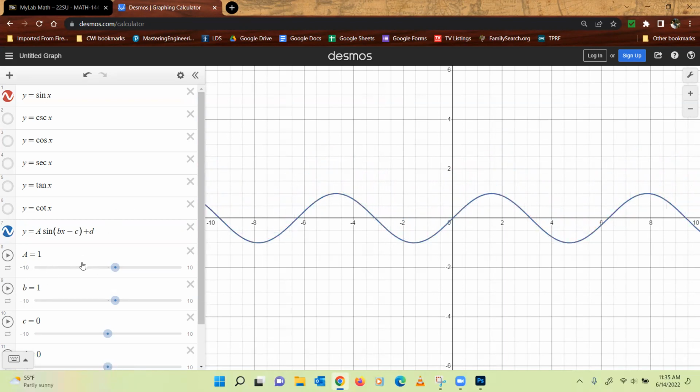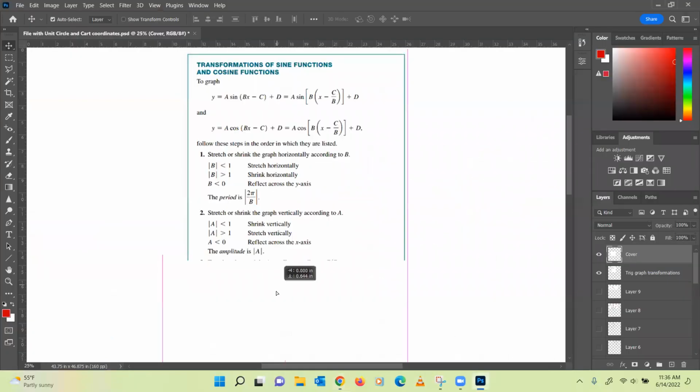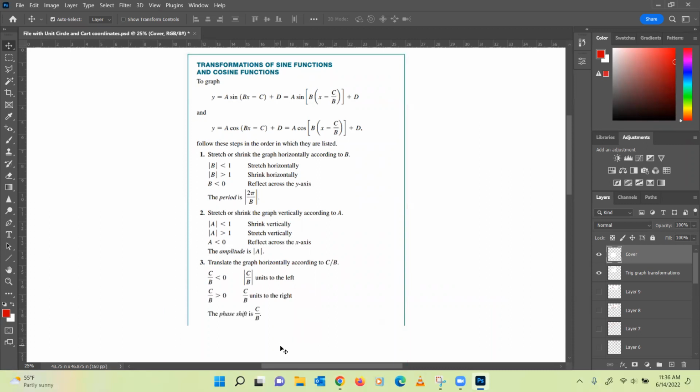A here is 1, and we saw that. Our amplitude is 1. Amplitude is A. Keep going. Translations. We had vertical and horizontal translations. The horizontal translation was our C value. But notice they have C over B as that horizontal translation. They call that a phase shift.